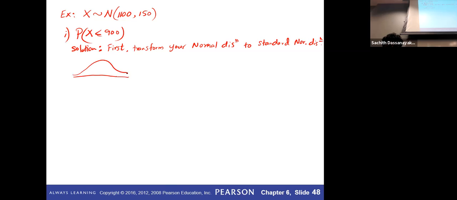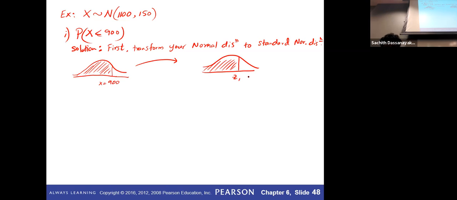This is your normal distribution. I need less than 900. I don't know where it is, but it doesn't matter. This is my x equals 900. I'm going to convert this to the standard normal distribution. So also this area, the problem is the area I need to find.